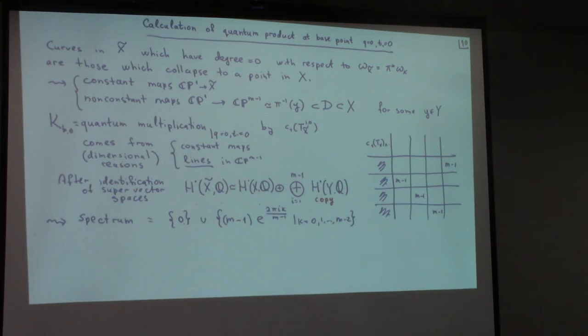So we have this base point where the variable q equals 0, t equals 0. So curves, when q is equal to 0, it means that I have curves which have degree 0 with respect to this degenerate form. And it means that if I project down to X, I get a point. So there are things of two types. Either we get a constant map to X tilde, which was there from the very beginning, or we get a non-constant map, but they should lie in one of these projective spaces in the exceptional divisor fibration.